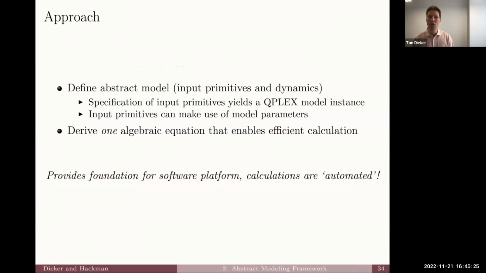What if it is possible to define an abstract model through input primitives? So once you specify these primitives, you have a model instance, and then derive a single algebraic equation that is suitable for efficient calculation. So this section is going to be about the first part, defining the abstract model. The next section is going to talk about the efficient calculation with a single algebraic equation. Okay, and the motivation for this is that the input primitives is something that you could specify through software.